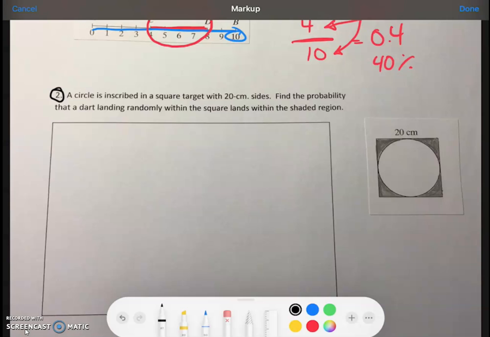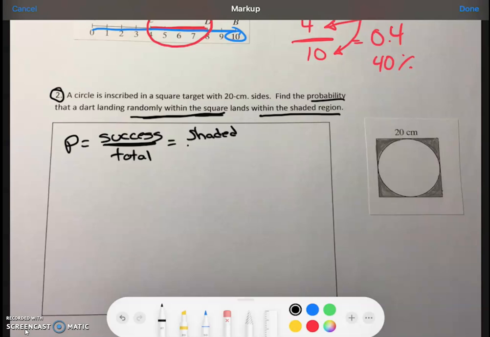A circle is inscribed in a square target with 20 centimeter sides. Find the probability that the dart landing randomly within the square, so the dart is going to hit the square, lands within the shaded region. Okay, so probability is success over the total. The success is really the shaded region, so we're going to have to figure out the area of the shaded region. The total is the area of the square, and that part will be easy.